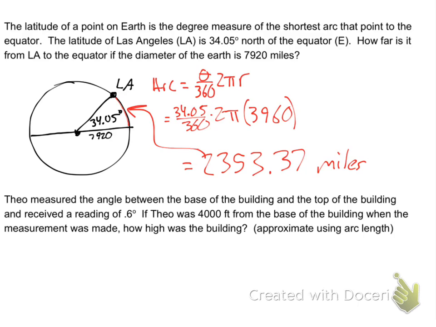Now, at first, when I looked at this problem, I'm like, why is this in this section? But in the back here, it says, approximate using arc length. You're not going to find the exact value here. Now, why is this true? Here he stands, right? He's looking at a building over here. That building is 4,000 feet away.